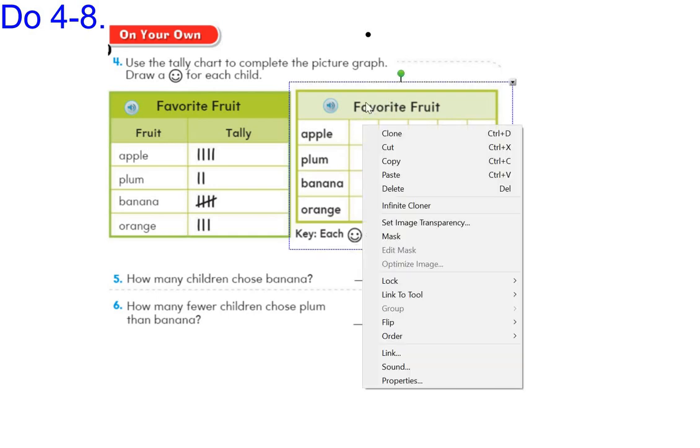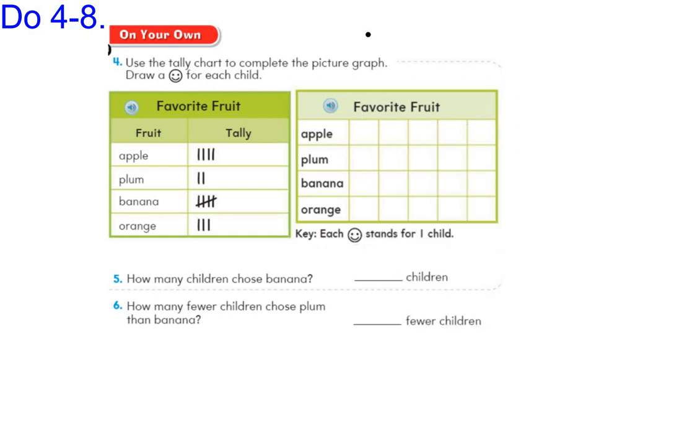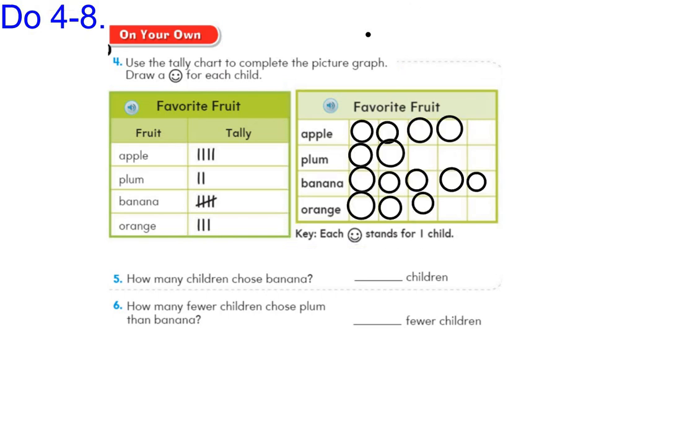Oh my goodness, I don't know what's happening here. I don't know why it's not letting me draw circles. Okay, we had a little technical difficulty, so I went ahead and put my circles in there for the smiley faces.